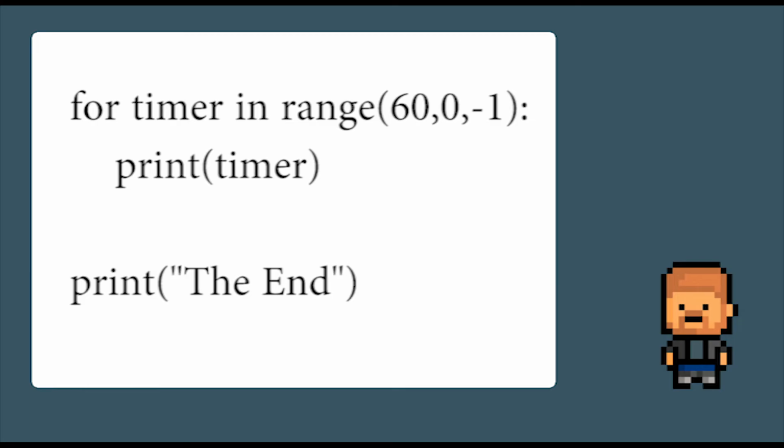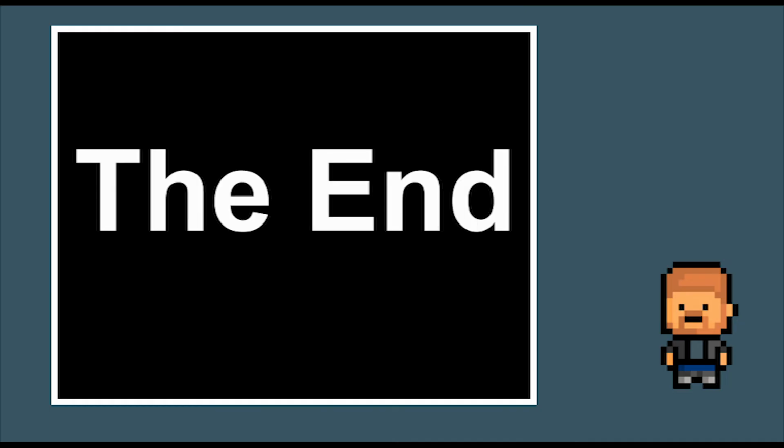Here is another count control loop. This time we are going to decrease the value of timer. For timer in range 60 to 0 minus 1, print timer, and at the end, print the end. What this would do is print 60 to 0 on the screen. Each time around the loop, it decreases the value of timer until it reaches 0, and then it breaks out of the loop and prints the end.